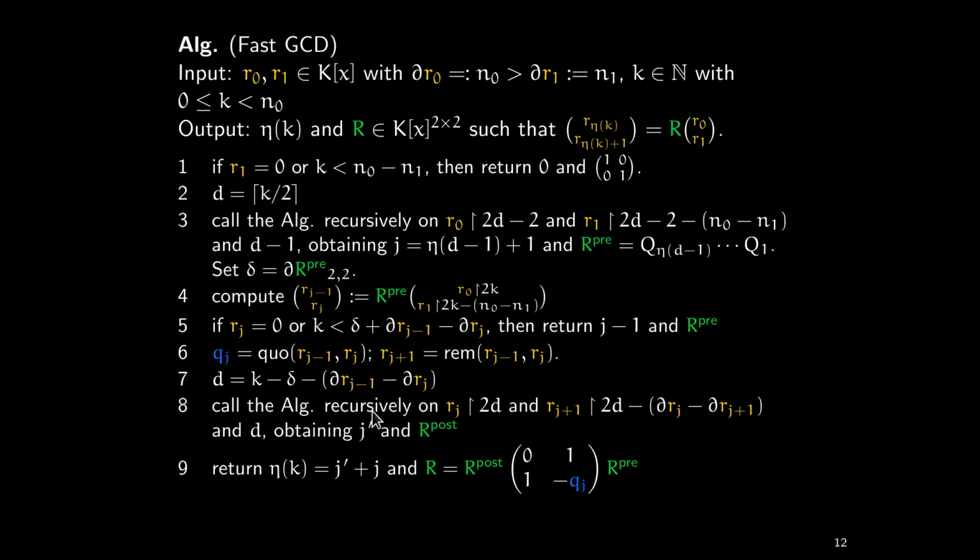Okay, and then from this recursive call I get another j and another d and another matrix, and the final result is then the eta, which is obtained from the j from here and the j bar from here, and the r, which is obtained by the first matrix multiplied by the matrix that corresponds to this quotient multiplied by the matrix that comes from the second recursive descent. So it's quite complicated, and it's a pain to program it and to get all these indices right. But if you get it right, then it's really fast.